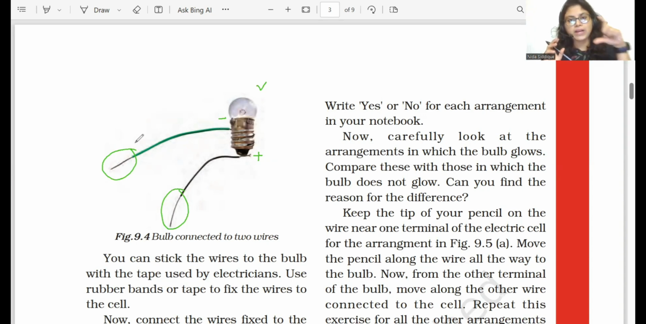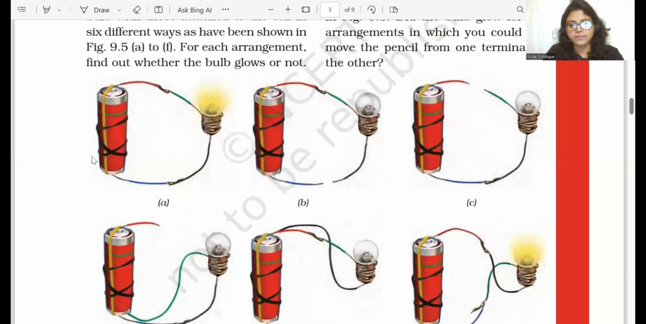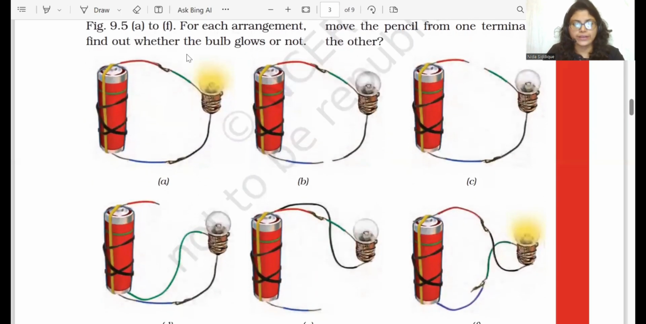ओके, सो हमारा बैटरी रेडी है वायर्स के साथ, हमारे बल्ब्स रेडी है वायर के साथ. Okay, so we can stick the wires to the bulb with a tape that is being used by the electricians. We can even use rubber bands or tape to fix the wires to the cell. Now connect the wires fixed to the bulb with those attached to the cells in 6 different ways. And these are the 6 different ways that are being shown over here from diagram 9.5a to f.